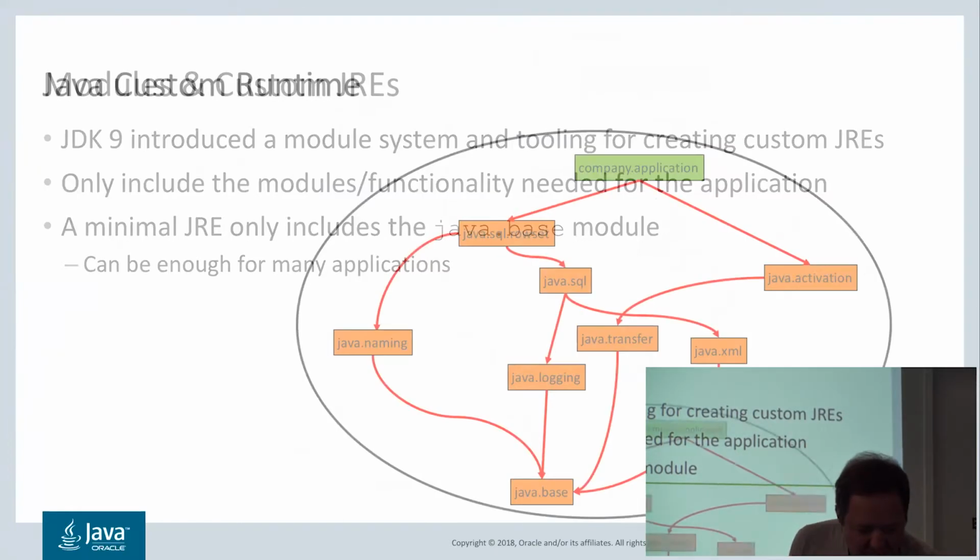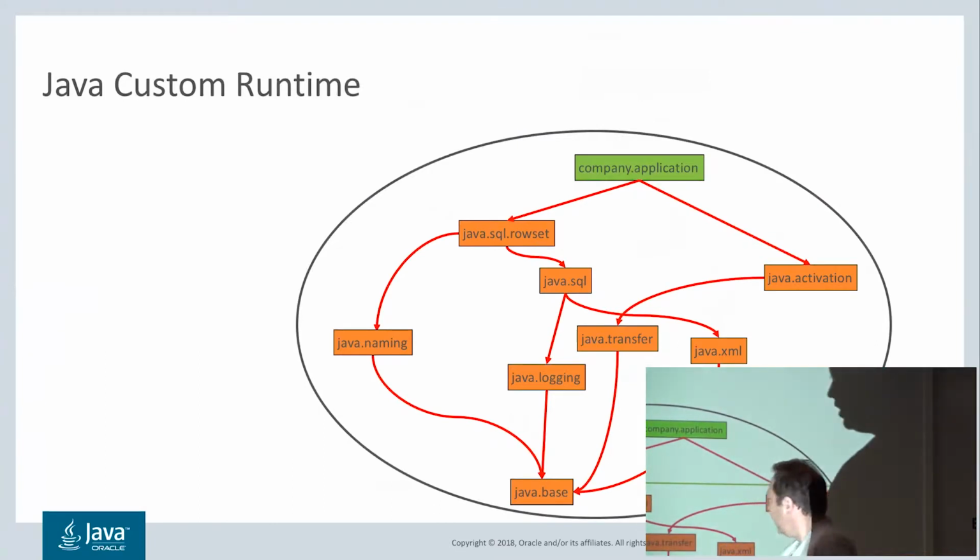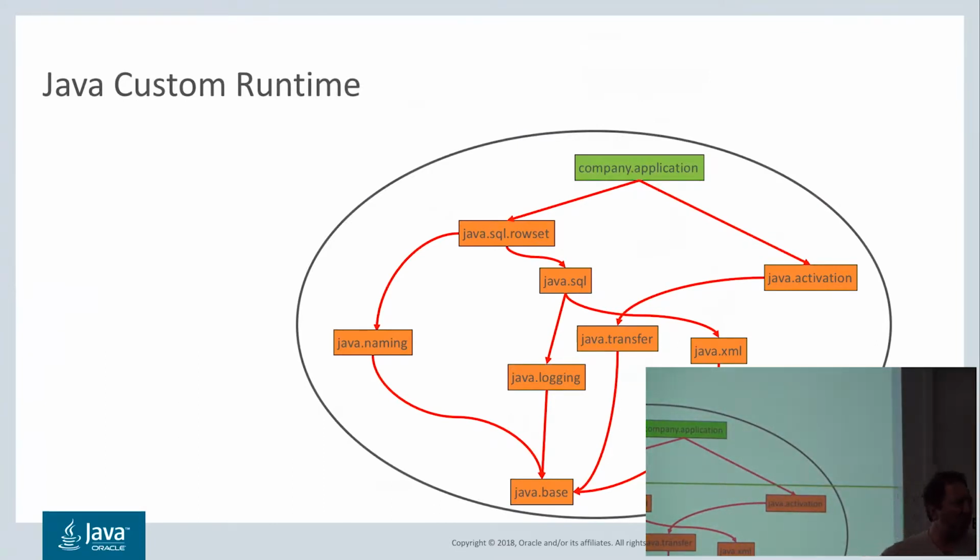At the bottom, I should say as well, there's java.base. So that's a module you can't do without, like java.lang.Object. You can't run Java without it. It contains java.lang and a few other packages.